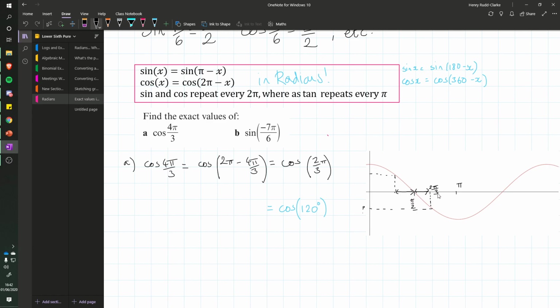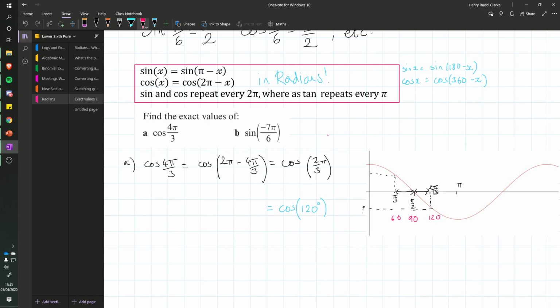And if this is pi over 2 and this is 2 pi over 3, you can just do a little bit of arithmetic to work out that this is actually going to be 1 pi over 3, like that. Okay, and similarly I could say, in degrees, it might make it easier for us to spot this. This would be 90, this would be 120, you've got a distance of 30, so this must be 60. Okay, and 60 is pi over 3 in radians.